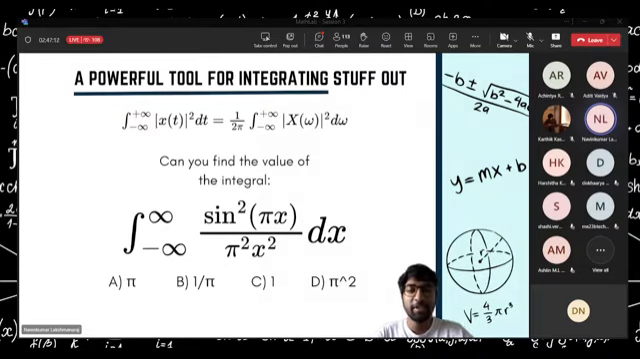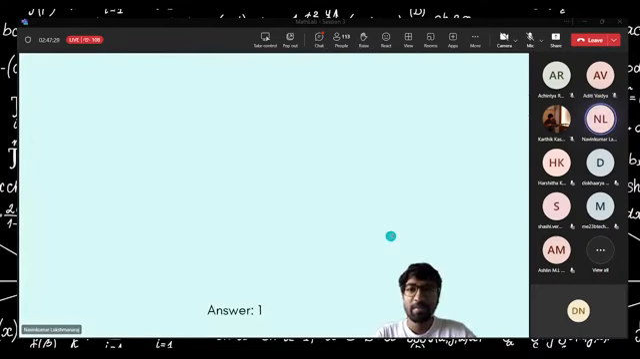So essentially, you compute the Fourier transform of the rectangular pulse. What you get is this integral, the function inside the integral. And when you use Parseval's identity, you can easily find out the answer and arrive at option C, that is 1. And now, one more thing.